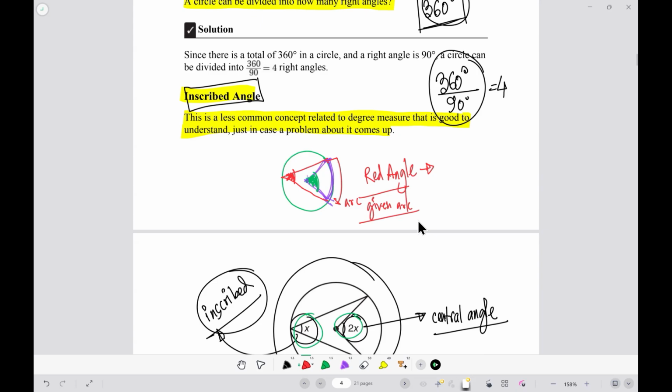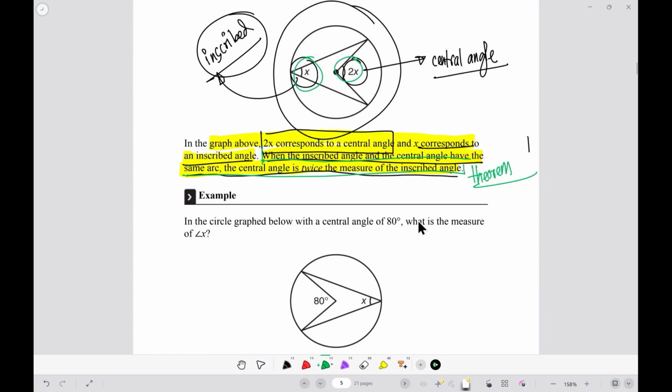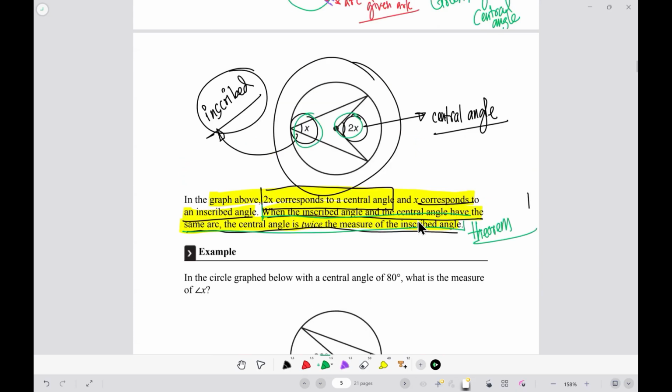The given arc is producing a central angle, which is the green angle, and the red angle is the inscribed angle. So this is what we are talking about, the inscribed angle and the central angle, and they tell a theorem about the central angle and the inscribed angle, which are produced from the same arc.